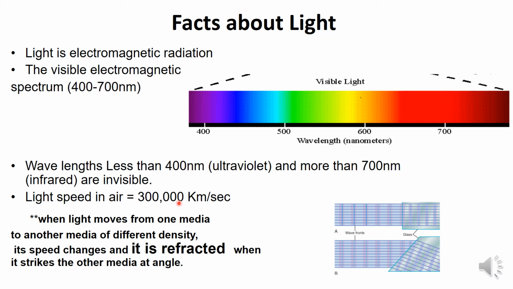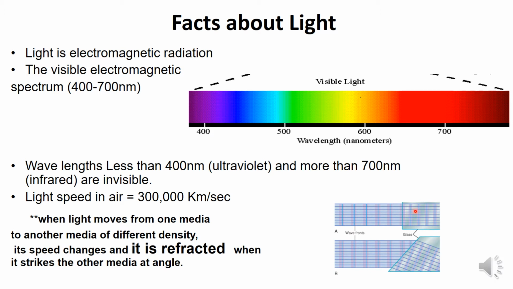The other important thing about the light is that it moves in space and in the air at very high speed, as you can see. The speed of the light in the air is about 300,000 kilometers per second. Very important in our system, this property of the light. When the light moves from one media to another media, the speed of the light will be reduced.